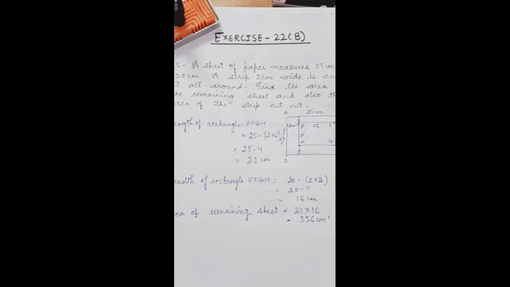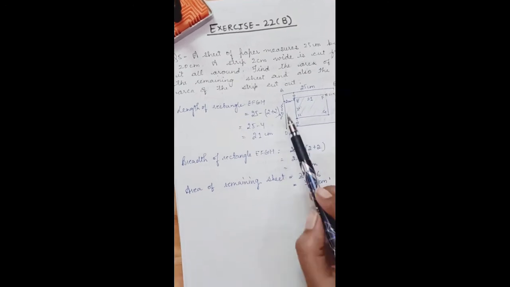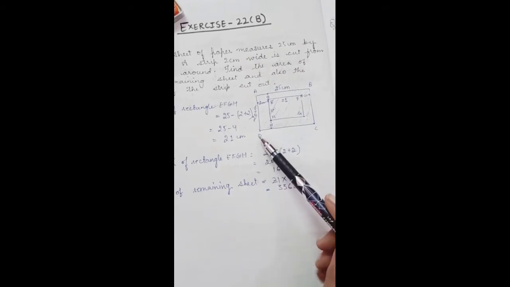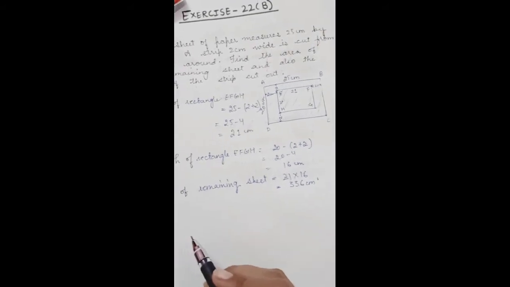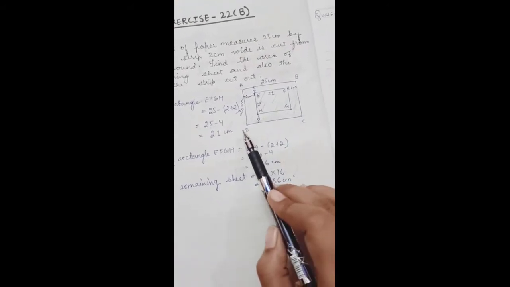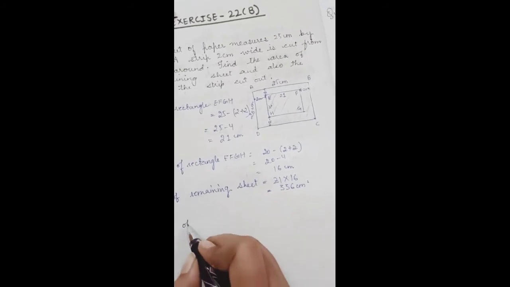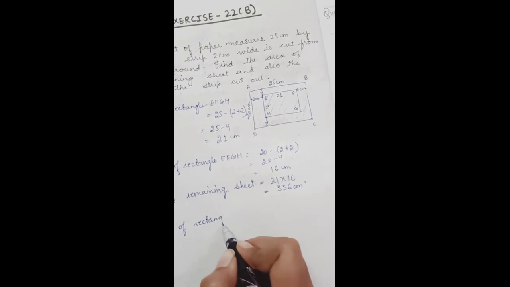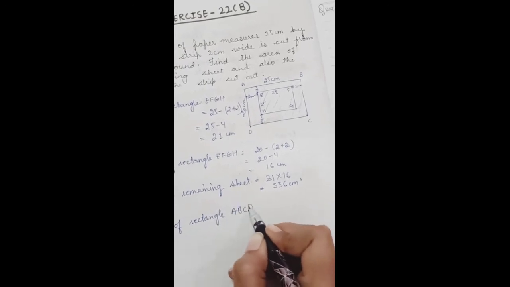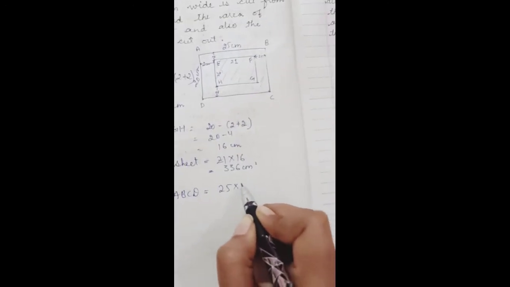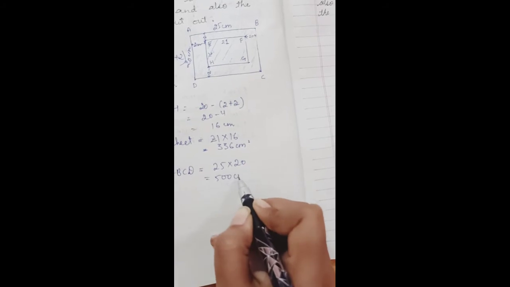Now next what we have to find? We have to find the area of the strip. We have to find this one, right? So how do we find this? We subtract the area of a bigger rectangle by the area of a smaller rectangle. So first we find out the area of rectangle ABCD. Area of rectangle ABCD, length into breadth, that means 25 into 20, 500 centimeters square.